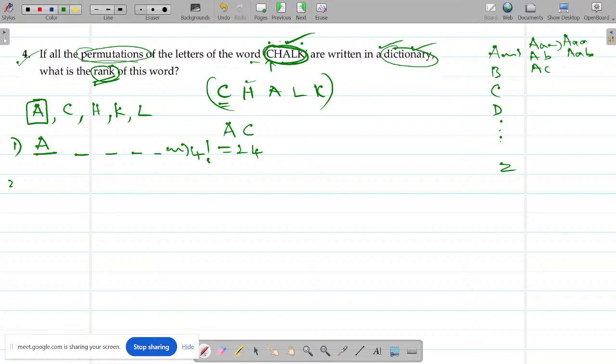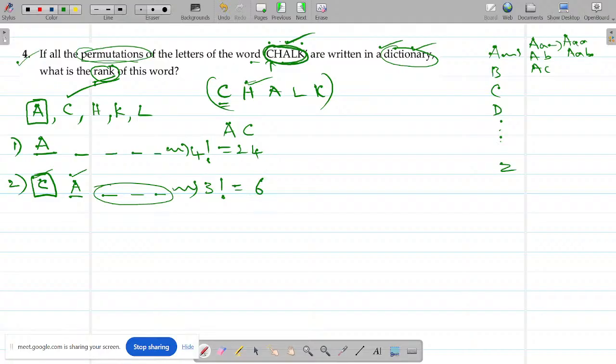Next, I go and refer the dictionary. What's the arrangement here? C. You know that after C, what will appear? H will not appear for me because I want H, but H will not appear first. Instead, A only will be appearing. So this is CA. But again, I don't want CA. I want CH. So obviously, all the remaining is not needed. This can be done in 3 factorial ways. Why 3 factorial? C is fixed, A is fixed, only 3 alphabets remain to be arranged. So this 3 factorial, which is 6, I don't want all the 6 combinations, 6 words.